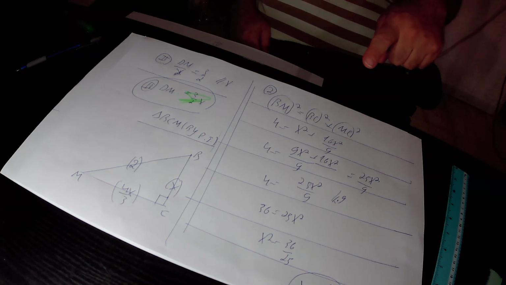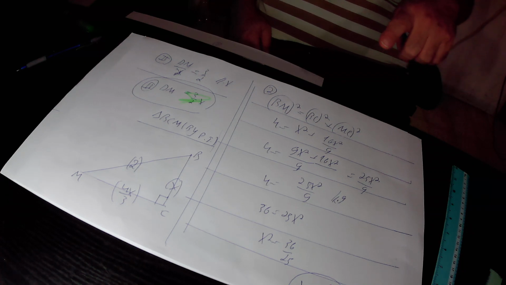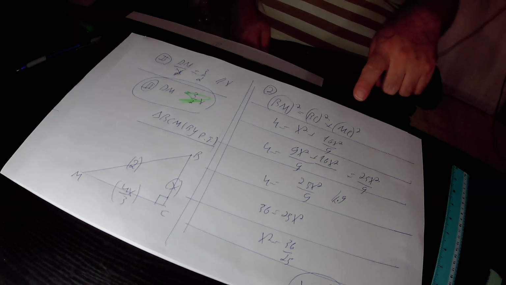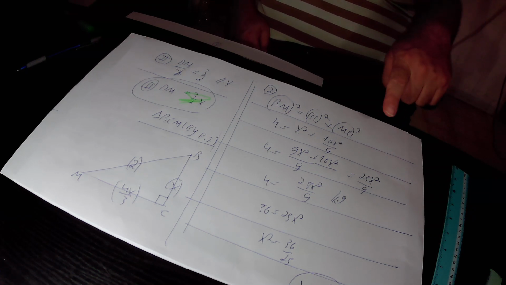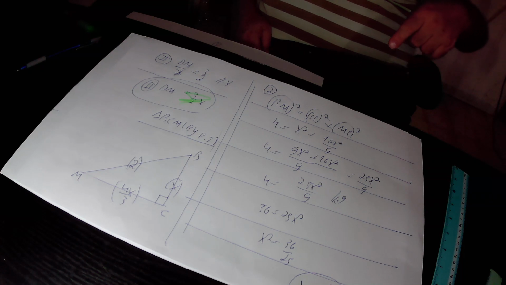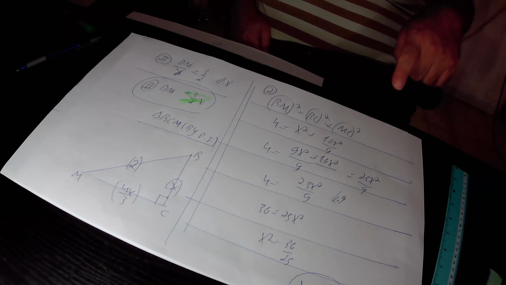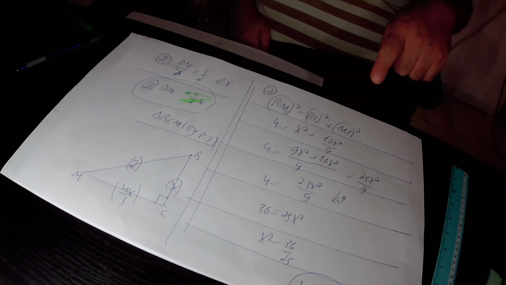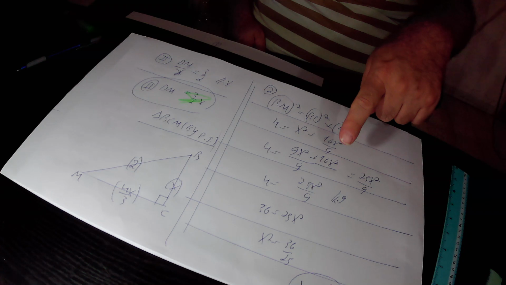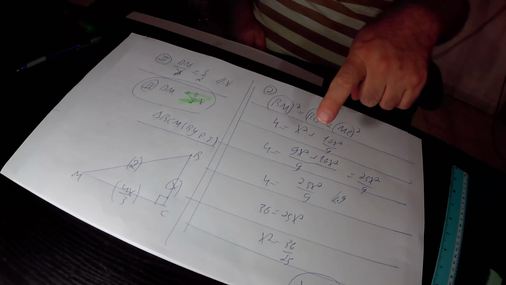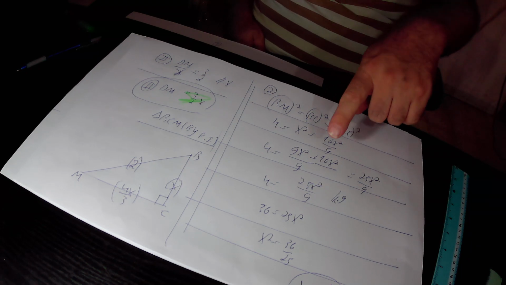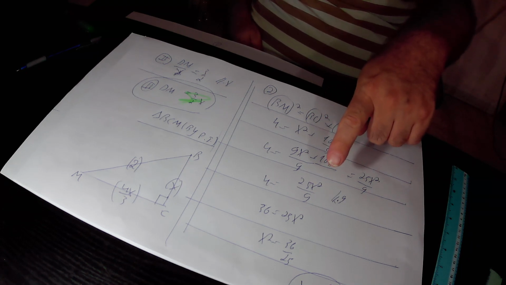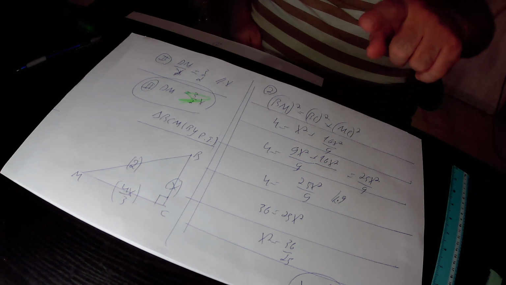Here we multiply this equation by 9, but here we have 9x squared plus 16x squared is 25x squared over 9. So here we multiply this equation by 9 and finally found out that 9 times 4 is 36. So 36 equals 25x squared. Here we divided this equation by 25 and finally found out that x squared equals 36 over 25.